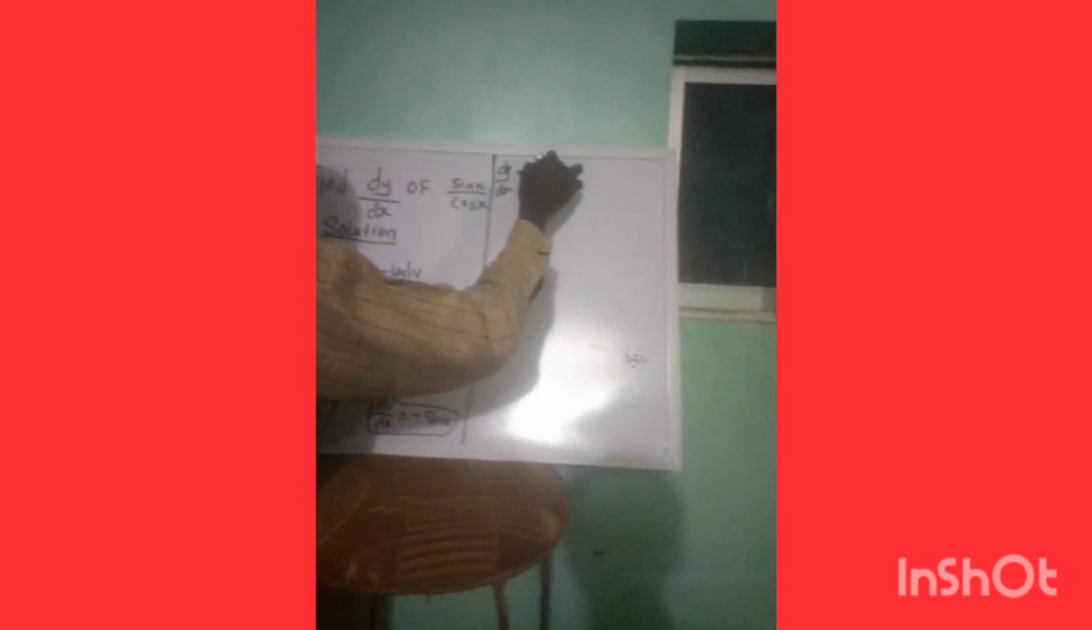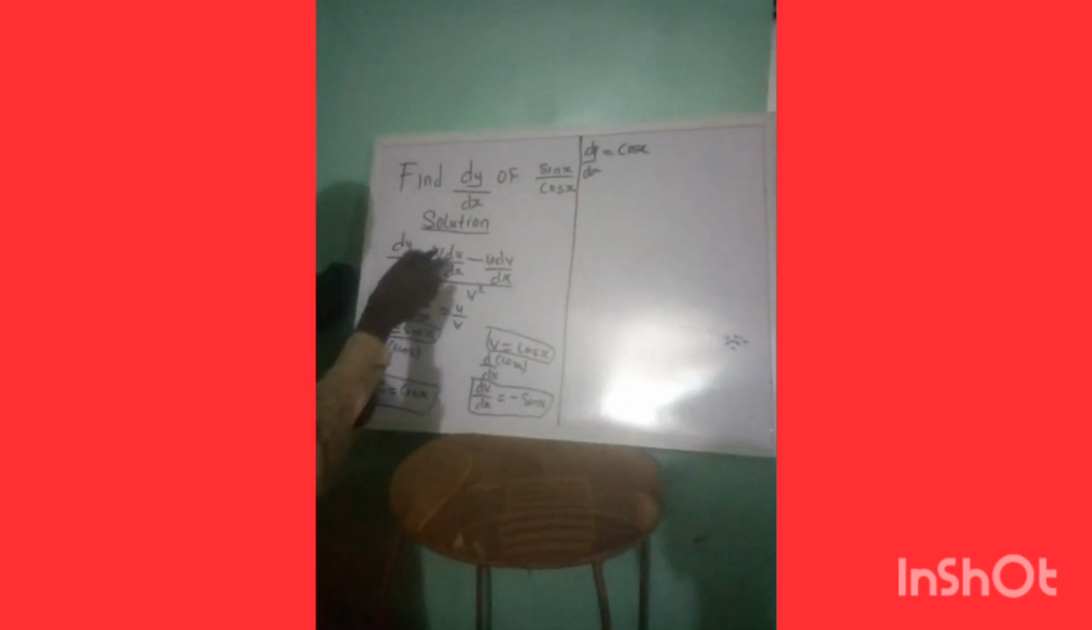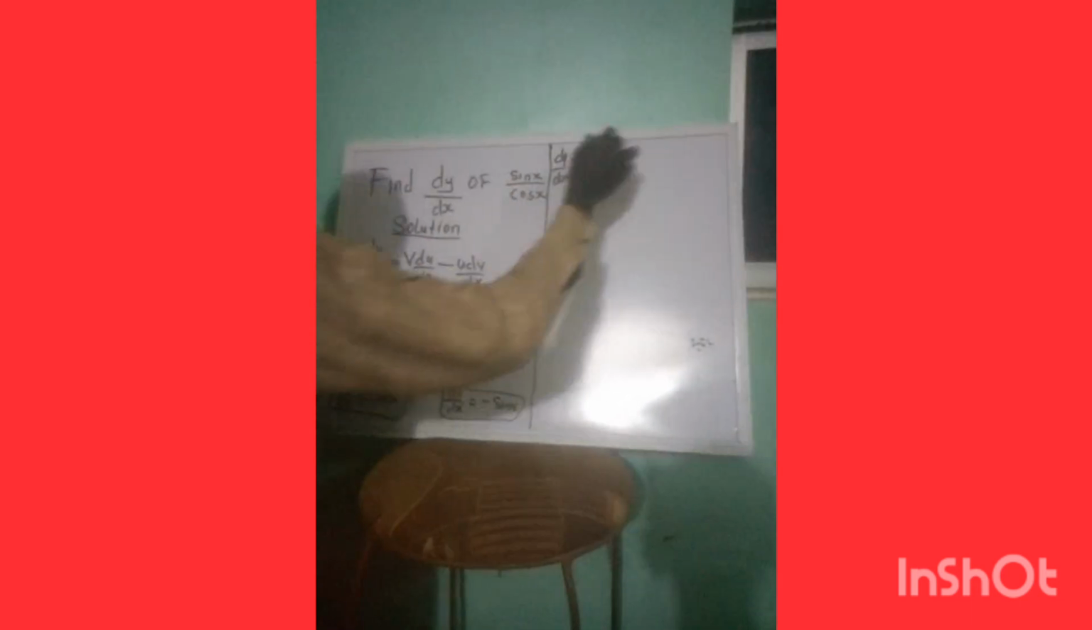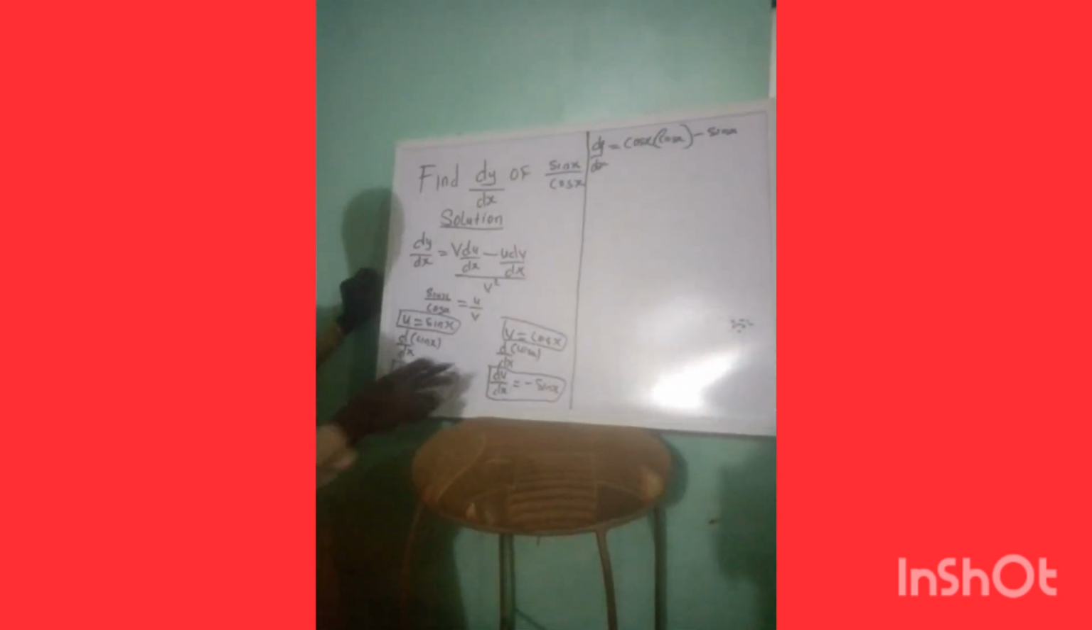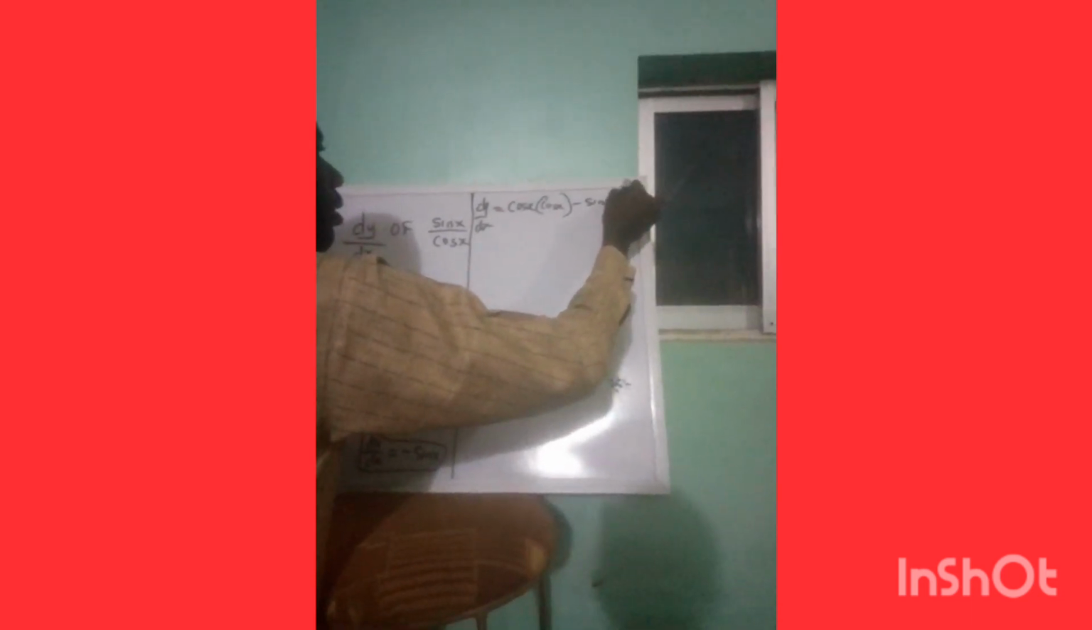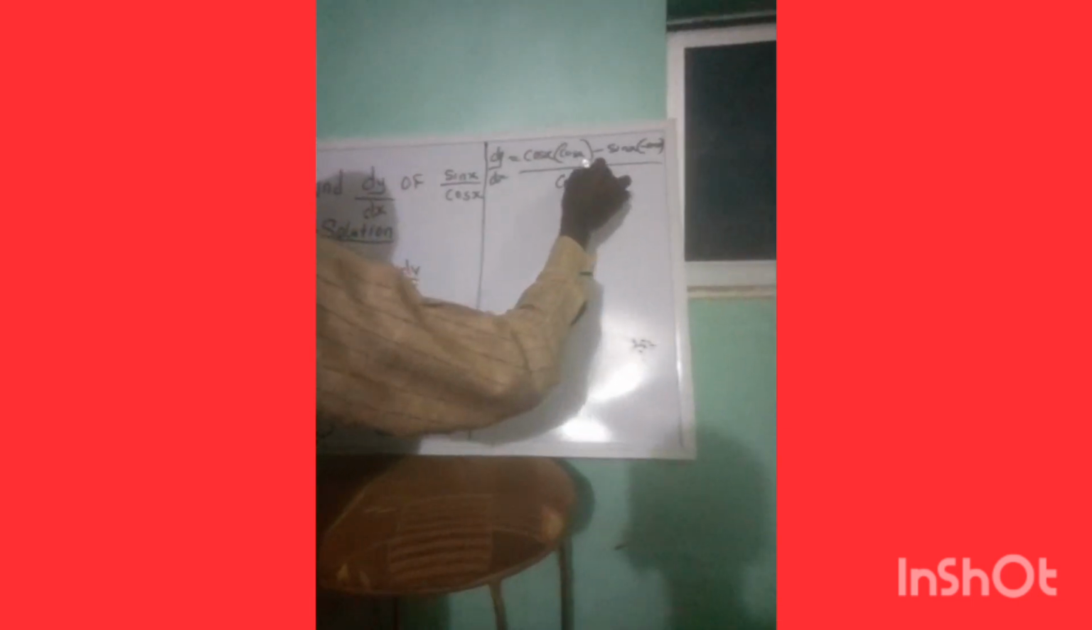So now we have to plug these values in. dy/dx will be equal to v, which is cos x, times du/dx, which is cos x also. Then minus u, which is sin x, times dv/dx, which is minus sin x, all over v squared, which is cos squared x.